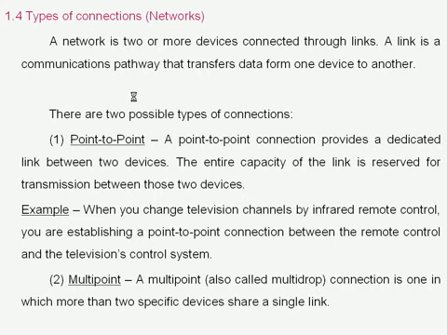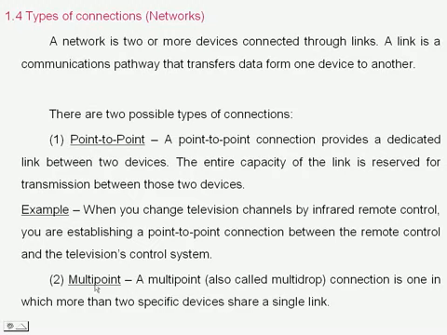What do you mean by point to point? A point to point connection provides a dedicated link between two devices. The entire capacity of the link is reserved for transmission between those two devices. An example for point to point communication: when you change television channels by infrared remote control, you are establishing a point to point connection between the remote control and the television's control system. No other device or anyone can interrupt the communication between the infrared remote and the television.